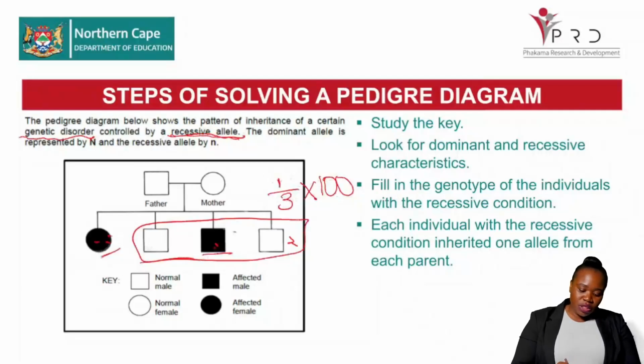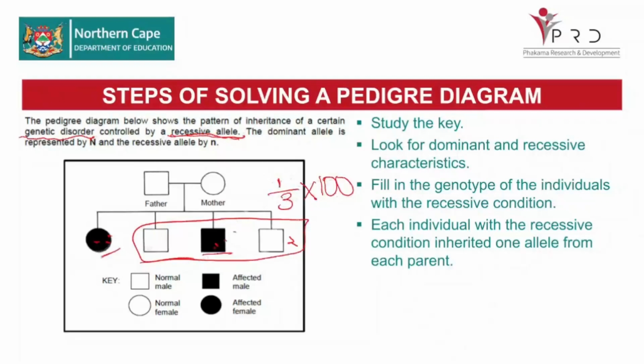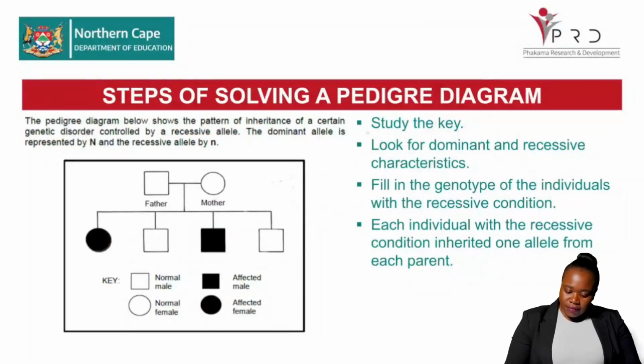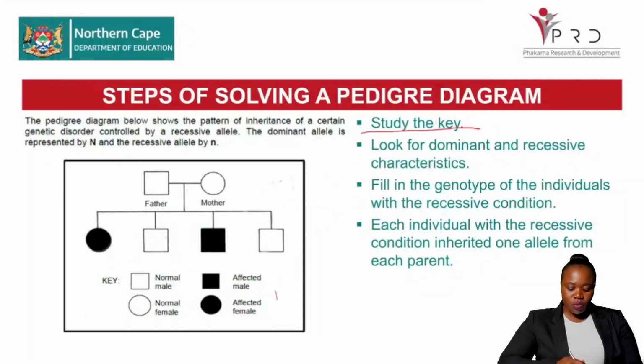Now we know that these 2 individuals are affected. Because those 2 individuals are affected, we already know that they have 2 recessive alleles, right? First step, study the key. This is the key. This is also the key, right? We know normal, affected, right? Look for the dominant and the recessive characteristics. Already we know that having the disorder, you are recessive. Being normal, you are dominant, right?